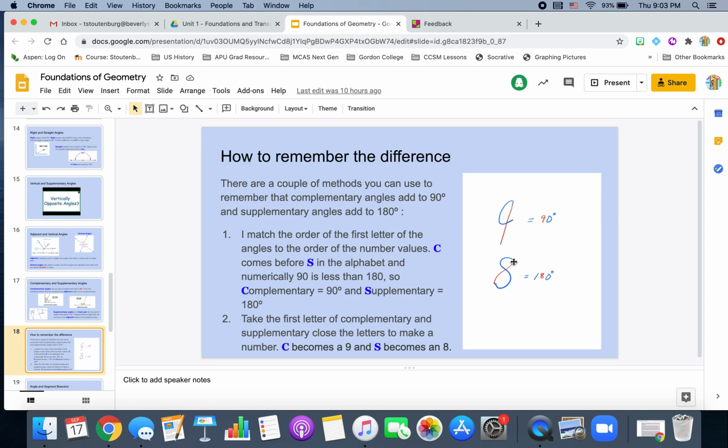And here in my blue ink, I have the S for the first letter of supplementary. Well, if I close that S like I did with my red pen, I get the letter 8. And so that means that supplementary is 180 degrees. So that's just a fun way to think about, if you get confused, how you can remember the difference between complementary and supplementary.